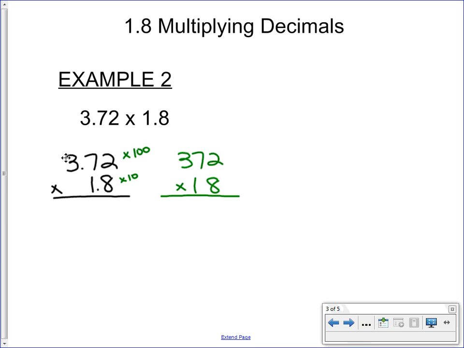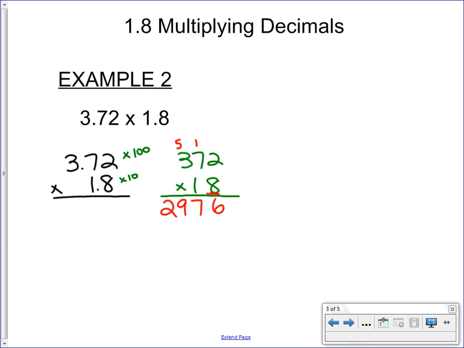So now I'm going to multiply 372 times 18. I'm going to start with the 8 on the bottom right, and I'm going to multiply it to each number above. 8 times 2 is 16, so I write down the 6 and carry the 1. 8 times 7 is 56, and I add the 1 I carried to get 57. So I write the 7, carry the 5. 8 times 3 is 24, plus 5 is 29.